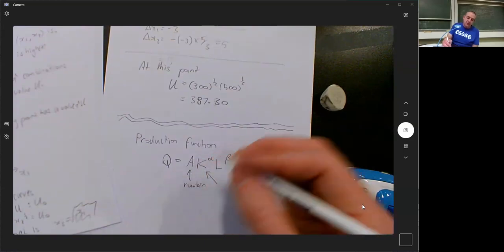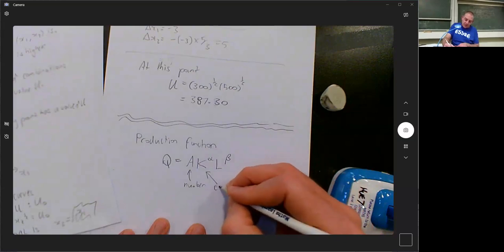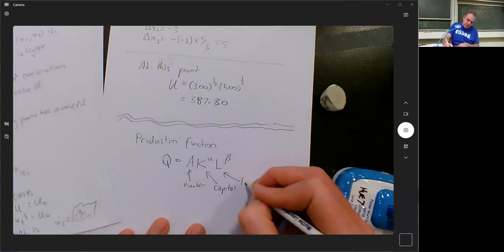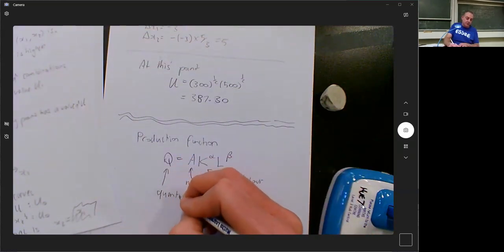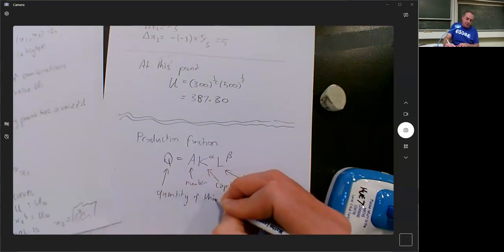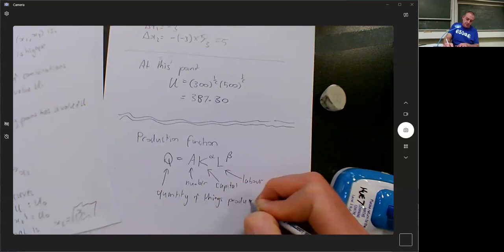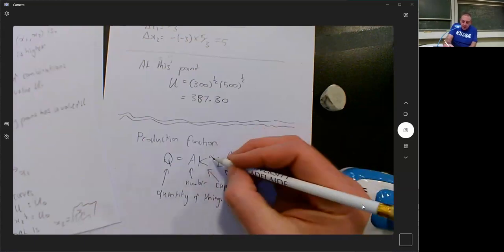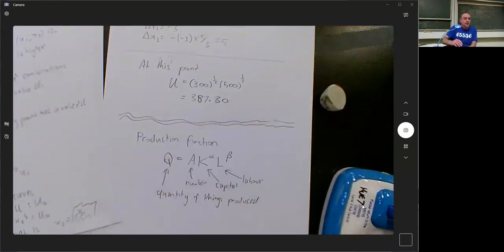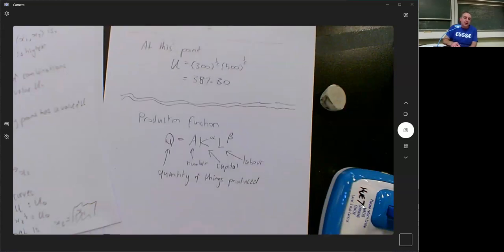It's just some sort of random coefficient, and this is capital, and this is labor, and this is the quantity of things that are produced. And this is some sort of number we multiply by to get the right answer. And then these are, I don't know if these things have names, but they're just powers, like exponents. And then you can wonder, well, if I lose capital, how much labor would I need to keep the same amount of production? It's a similar sort of question.